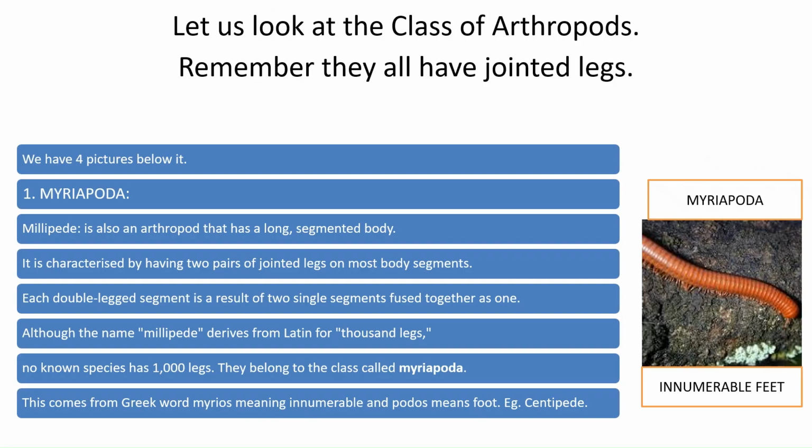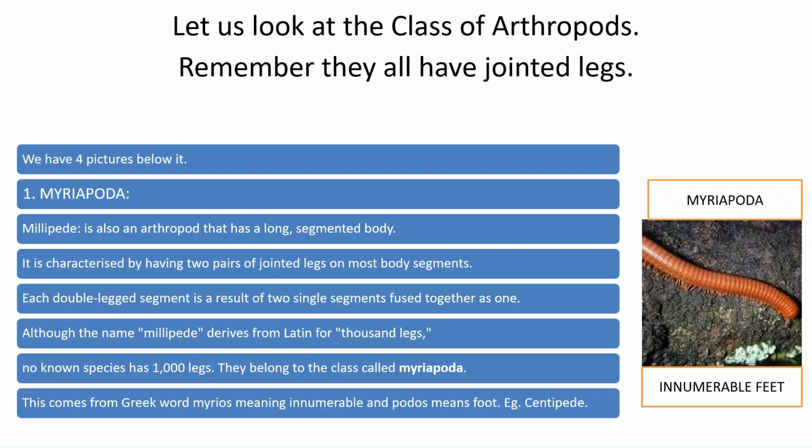Let us look at the class of arthropods. Remember, they all have jointed legs. We have 4 pictures below it. The first is of a myriapoda, and the example is a millipede. Millipede is also an arthropod that has a long segmented body. It is characterized by having 2 pairs of jointed legs on most body segments. Each double-legged segment is a result of 2 single segments fused together as one.